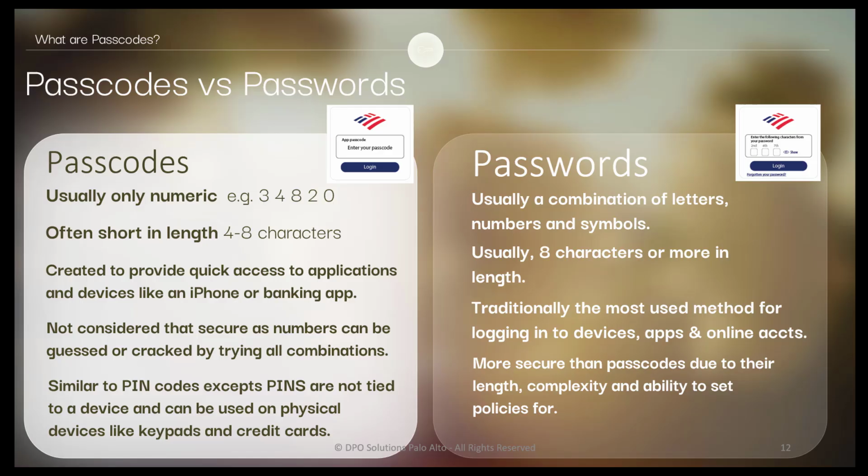A password, on the other hand, is usually longer with a more complex string of characters, numbers, special characters, which are used to log into operating systems, online accounts, apps, as we've seen in previous slides. Passwords are more secure due to their complexity and the ability to set policies for them, whereas passcodes are convenient but less secure when they're used on their own without any other form of authentication. So it's quite common to see passcodes used as a secondary form of authentication after first being verified through another means. So what does that look like?